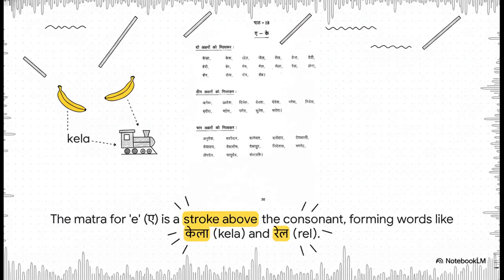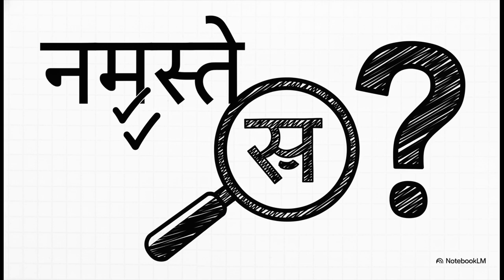And here's another one, the E matra. It's just a single, clean stroke that sits right on top of that horizontal line. You know, the one that looks like a little clothesline connecting all the letters. And whether it's in a word like kela or rel, that little stroke is doing the exact same thing. It's just beautifully logical. All right, let's look at a word I bet you've heard before, namaste.